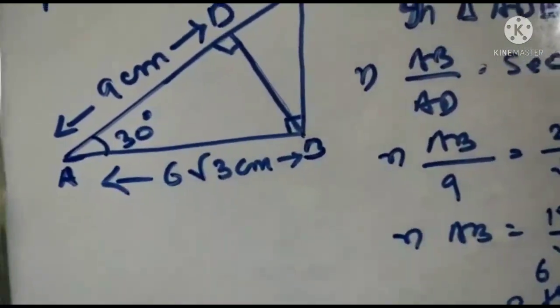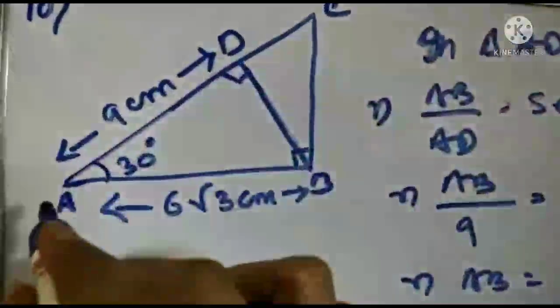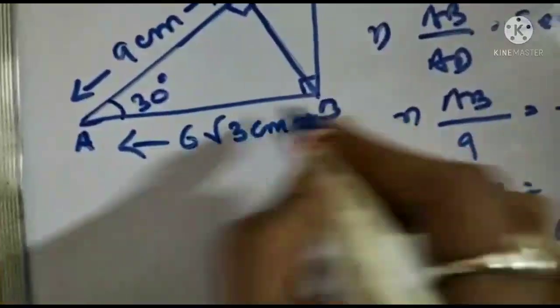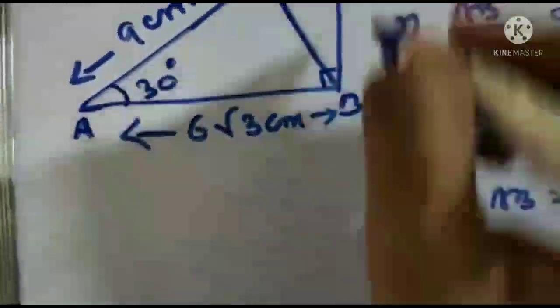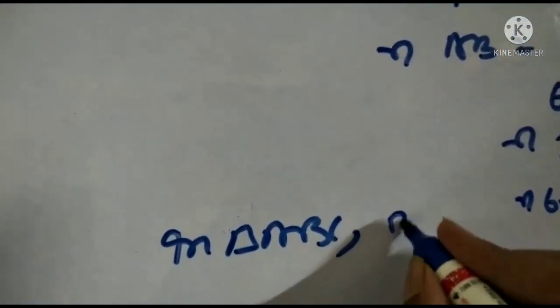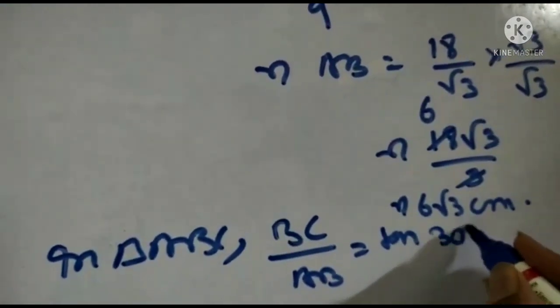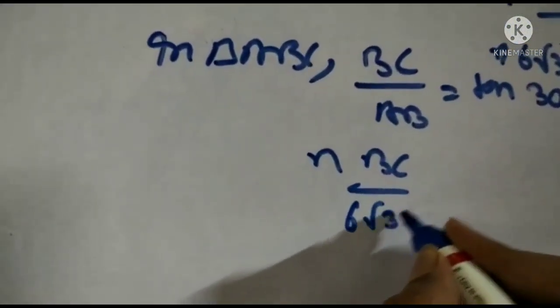This is the AB. Now see, if we have found AB, then BC is very easy. See, in the big triangle ABC, this is the perpendicular and this is the base. Why? Here is the right angle, so this is the hypotenuse. So perpendicular by base, that means BC by AB, is equal to tan theta. In place of theta we will write 30 degree. So BC by AB, and AB we have found is 6 root 3.